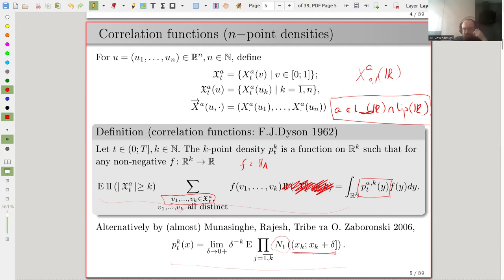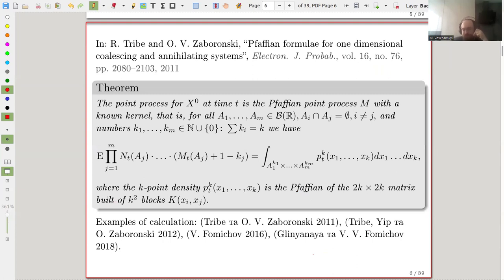There is a well-known result that for the Arratia flow with zero drift, we can actually describe such densities in terms of some Pfaffian point process with a known kernel that can be written in terms of Gaussian densities. We do not need this result, but this is one of the most fundamental results about the behavior of the Brownian web.